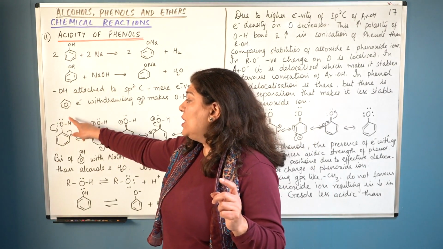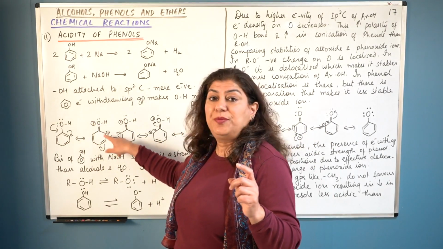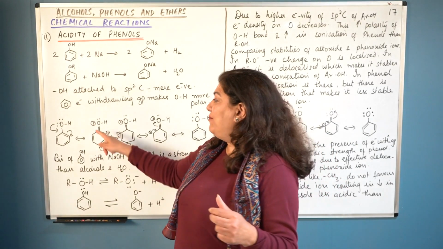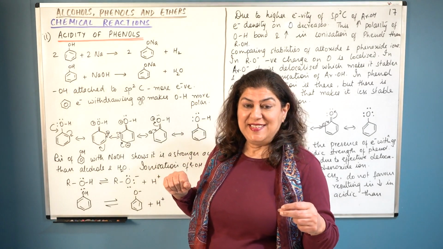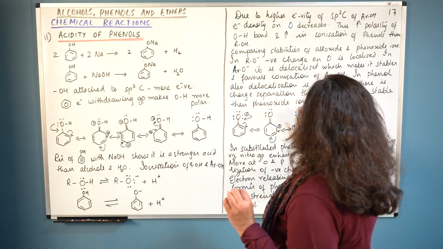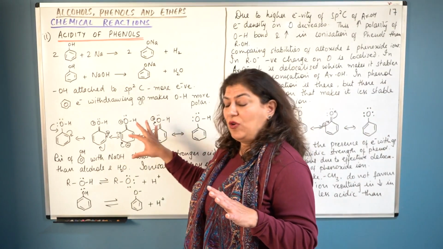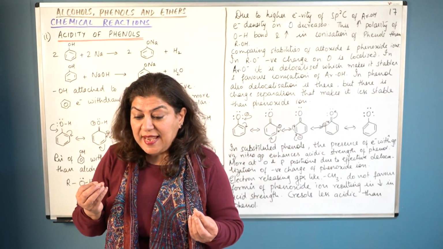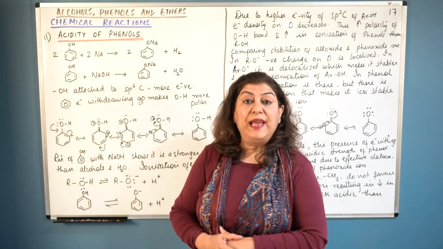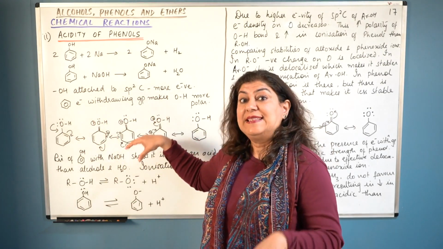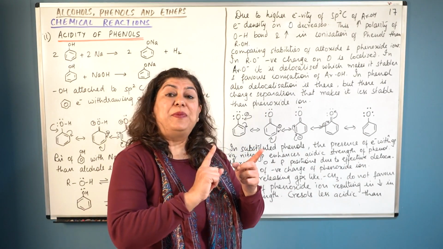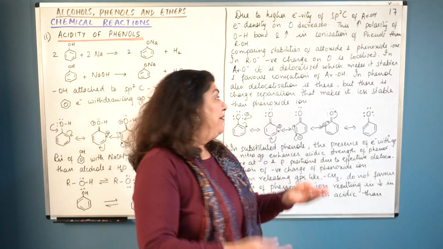Why? Because in this case, there is a charge distribution. You have both positive and negative charges, which makes it less stable than the phenoxide ion. It becomes less stable because the separation of charges is created between O and H. So the phenol is less stable than the phenoxide ion, and that is why the reaction takes place where the formation of the phenoxide ion is favored.